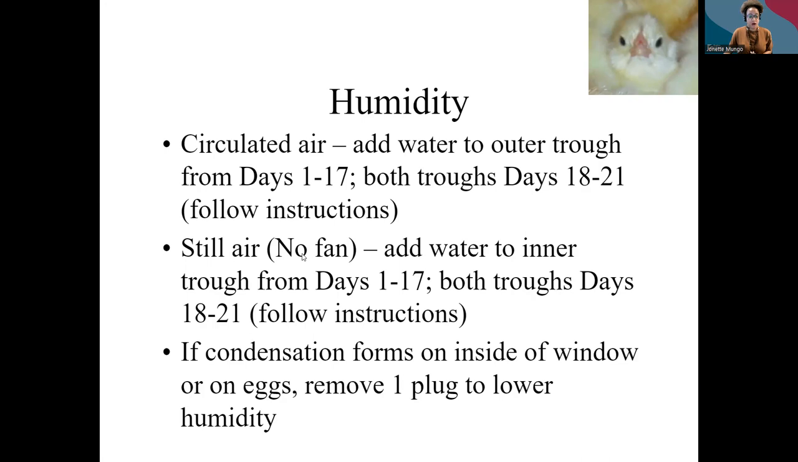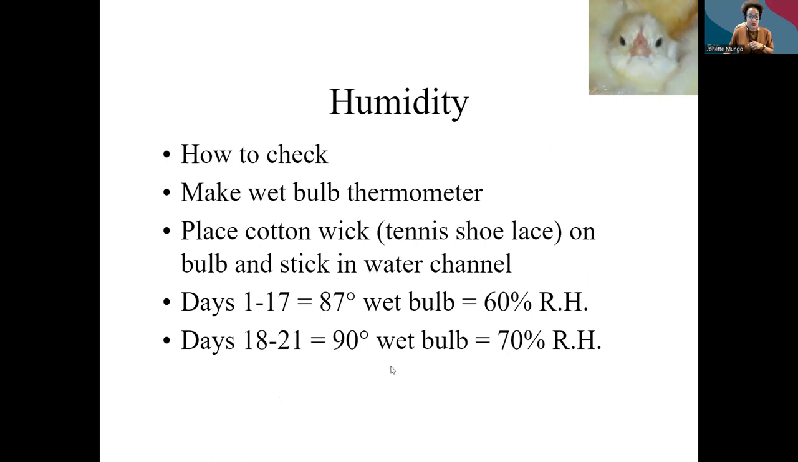But again, hopefully none of you will have a still air incubator. If condensation forms on the inside of the window or on the eggs, remove one of the plugs to lower the humidity, which I told you before. So you do not need to make a wet bulb thermometer. Just get a thermometer that measures humidity, okay, and put it in there. Don't trouble yourself with this right here, but you do need to make sure that you have the relative humidity set appropriately for days 1 through 17 and then 18 through 21.